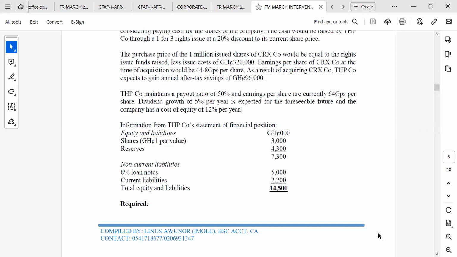The company that we are calculating that for currently has earnings per share of 64 pesos. Earnings is the profit after tax, the money attributable to the shareholders of the company. They are saying that the company is having a payout ratio of 50%. So it means that any profit they make, they are going to be paying 50% of it as dividends. So you have gotten the 32 now.